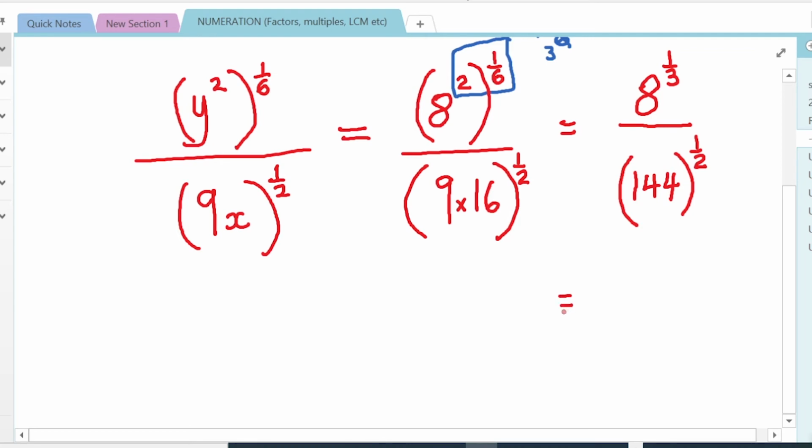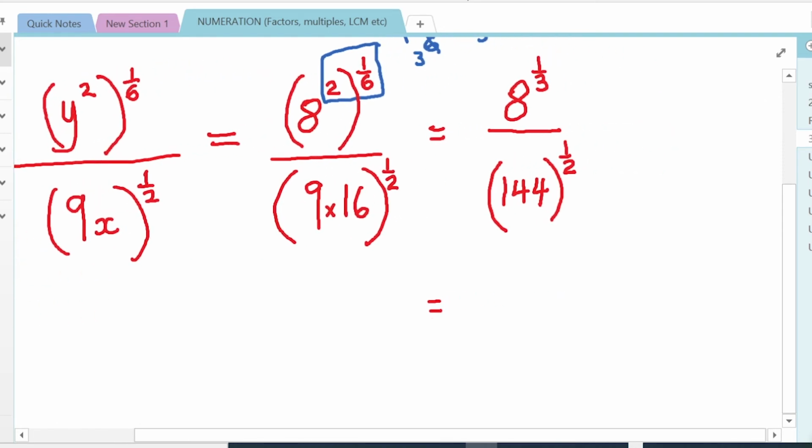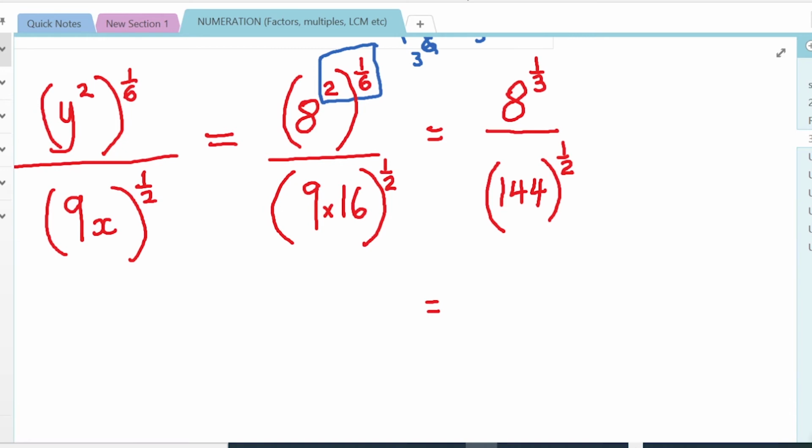Of course, now we can go ahead and say, remember, any number to the power half, if I say 25 to the power half is 5. In other words, a number to the power half is the same as saying the square root. I mean, the square root of 25 is 5. That is what it means. So here, the square root of 144 is 12. So that is going to be 12.